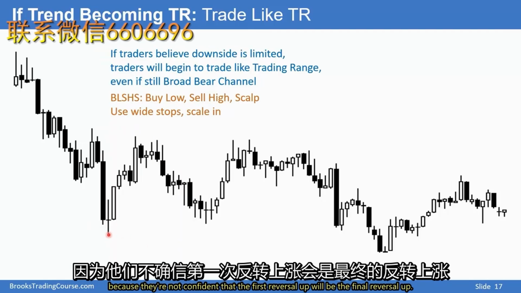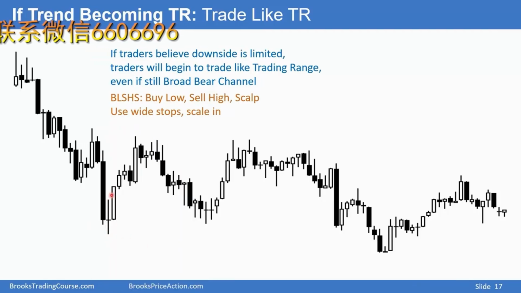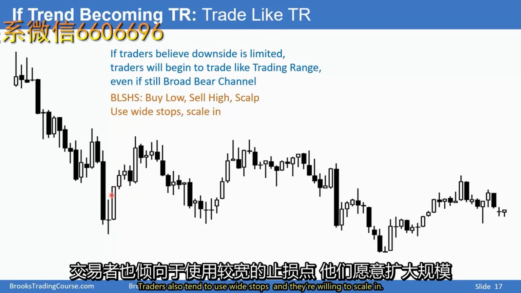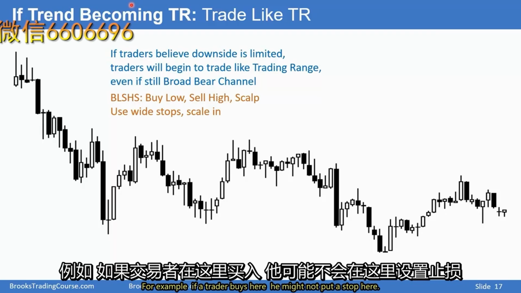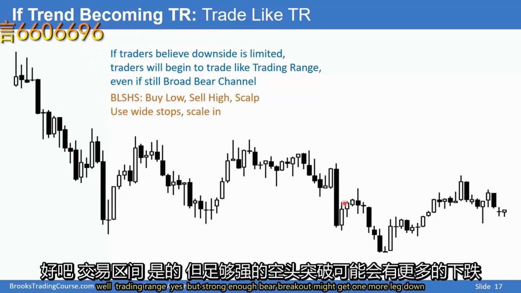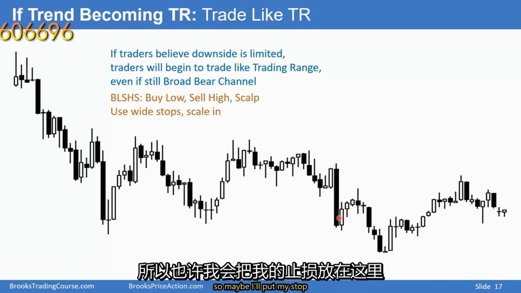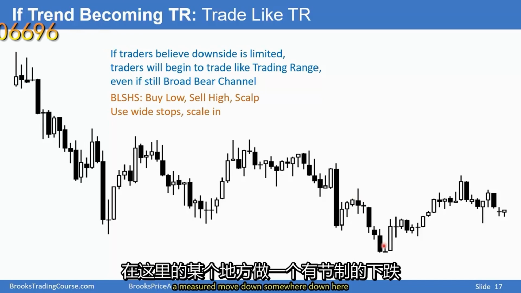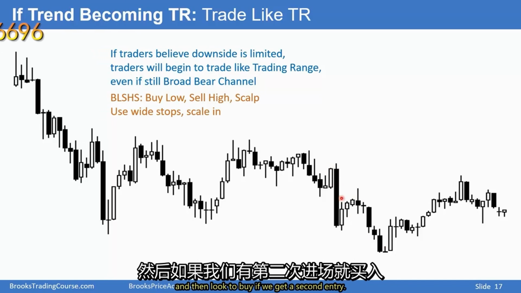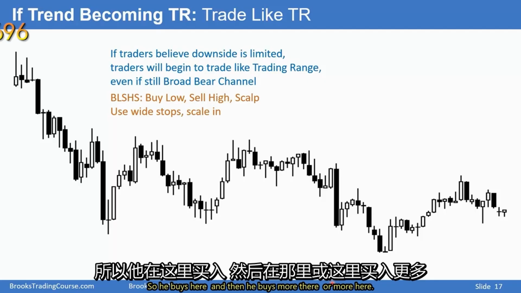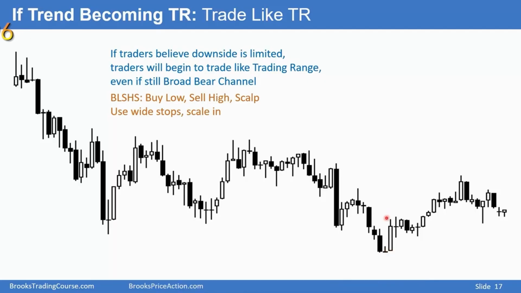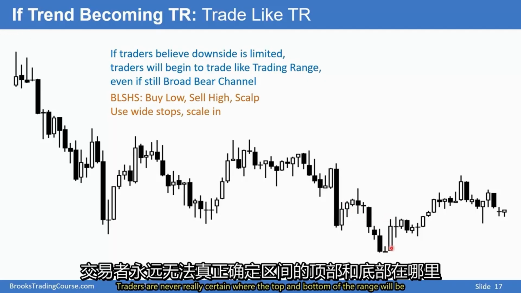Traders often use wide stops because they're not confident that the first reversal up will be the final reversal up. Traders also tend to use wide stops and they're willing to scale in. For example, if a trader buys here, he might not put a stop here. He might look at this and say, well, trading range, yes, but strong enough bear breakout might get one more leg down. So maybe I'll put my stop, a measured move down somewhere down here, and then look to buy if we get a second reversal up. So he buys here and then he buys more there or more here.